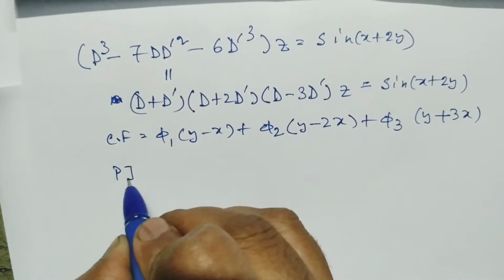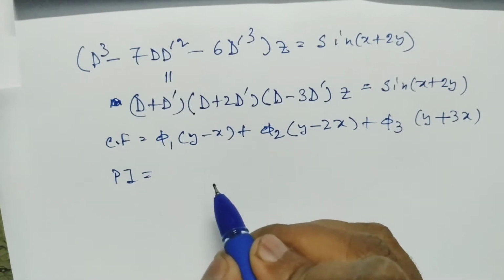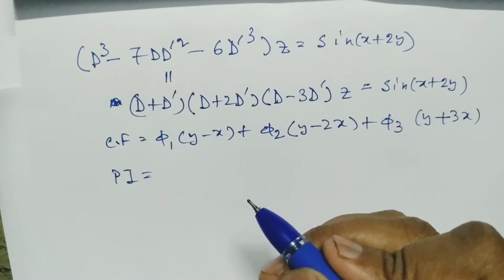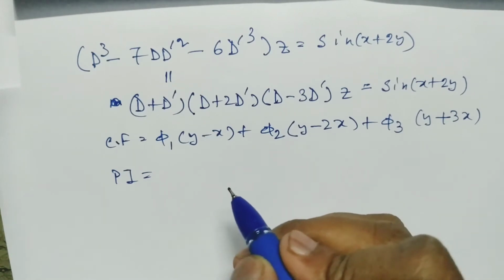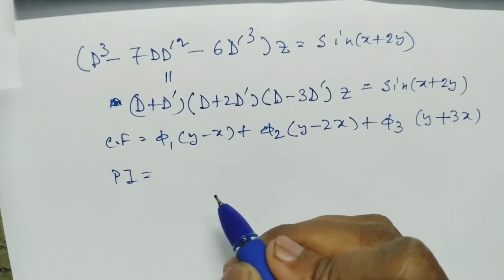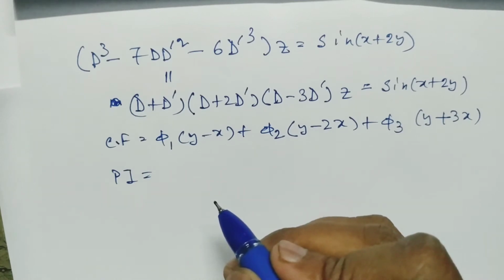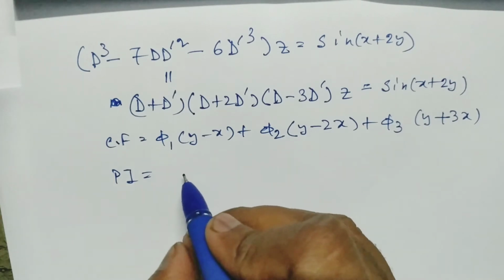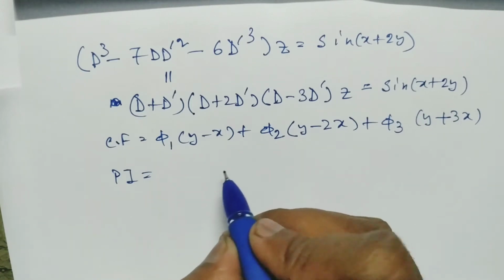Now for the PI. Well, as far as I am observing, no singular cases are arising. f of a, b is never equal to 0. So we can directly put all these values.